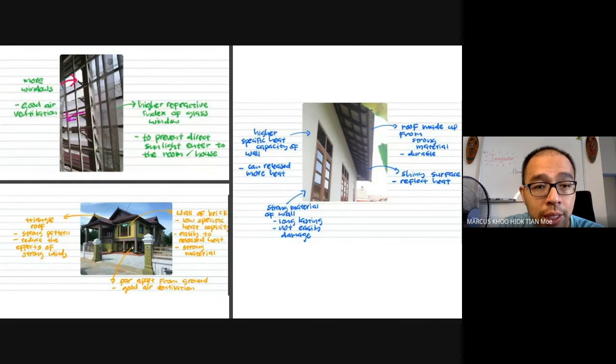Kampung houses usually are raised. They're always far from the ground so that there is good air ventilation. On this side, the roof is made from a strong material so that it's durable. We want it to be shiny so that it can reflect the heat. The wall has a high specific heat capacity so that it can release more heat, and the material of the wall will be stronger, so that it can last a lot longer.